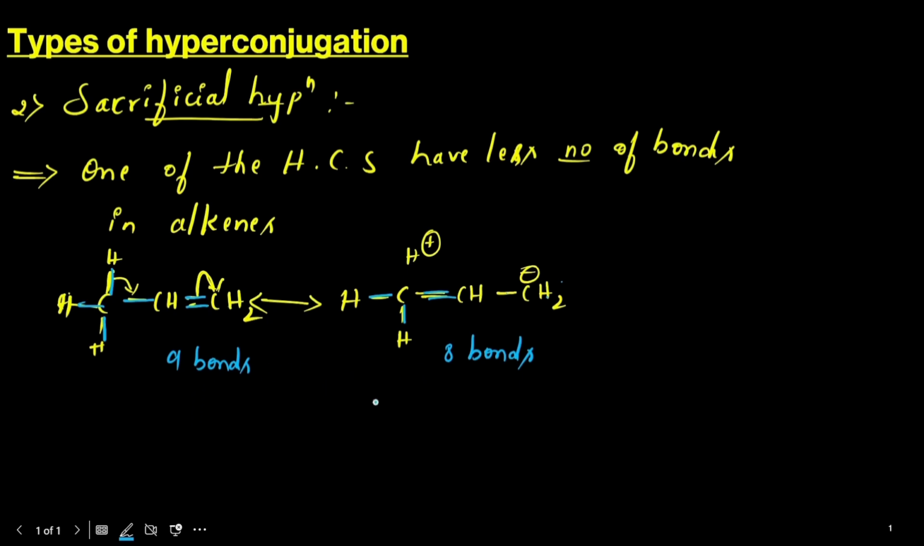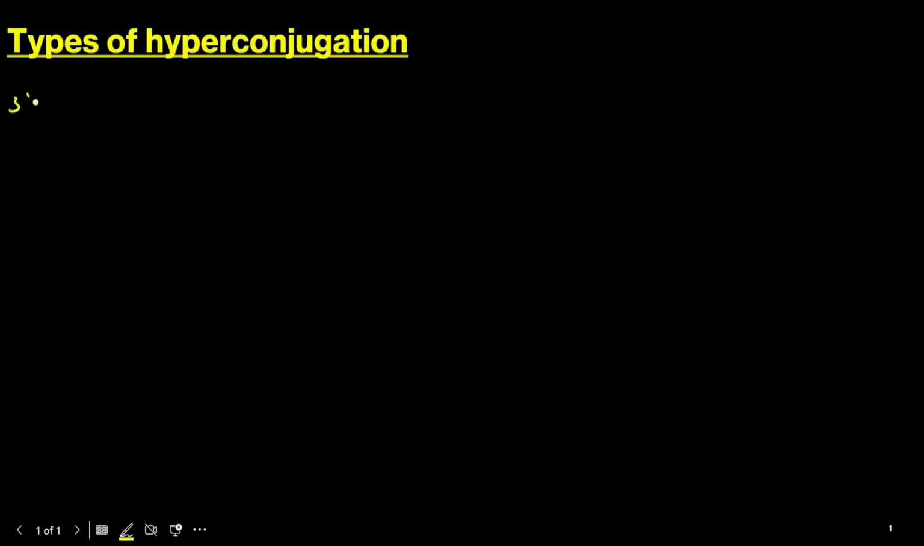For example, alkenes. Okay. So here this hyperconjugation is also called as no bond resonance, because here you can see that there is no bond between this carbon and hydrogen. Therefore, hyperconjugation is also called as no bond resonance. Third one is reverse hyperconjugation.